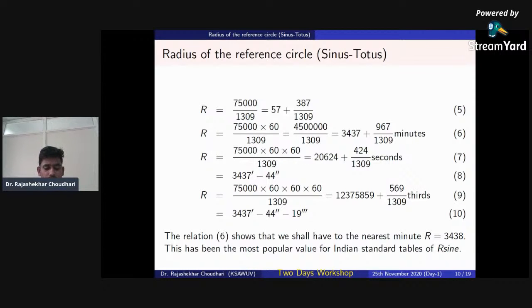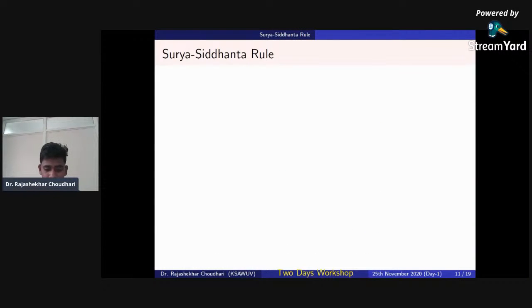So far we have learned the history of the sine function and how the Indians defined jya, koti-jya and utkrama-jya. We also learned how the modern trigonometrical functions were defined, and at last how the ancient scholars arrived at the value of R, which is equal to 3438. Now we will move on to the construction of the sine table using the very first known Hindu method, that is the Surya Siddhanta rule.